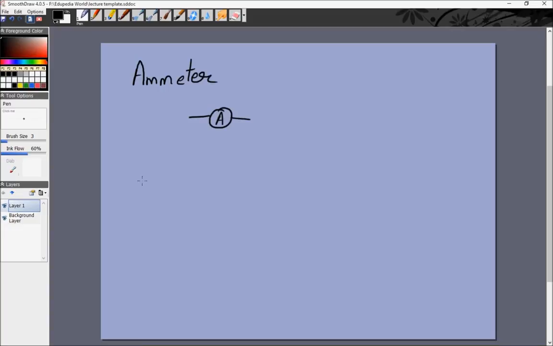So I'll just draw a completely random circuit just to show you how this ammeter would be used. This is a resistance. I'll maybe add a capacitance as well. We'll see both capacitances and resistances in a circuit in the next video. Maybe I'll have a battery. Maybe I'll have another resistance here. Maybe I'll have a capacitance here. Anyway, it doesn't matter. So some circuit.